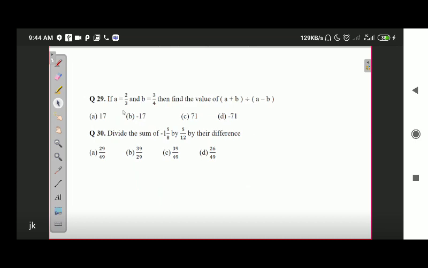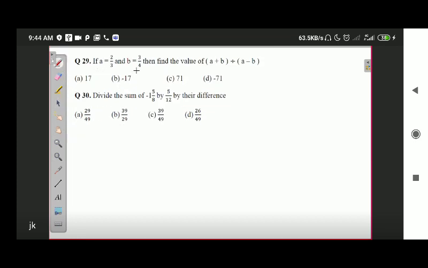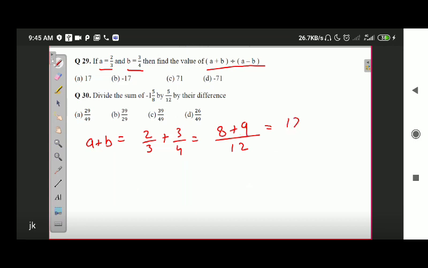Moving on. Question number 29. Question number 29 is, you are given the value of A and you are given the value of B. You have to find out the value of A plus B divided by A minus B. So first of all, you have to determine A plus B. A is 2 upon 3 and B is 3 upon 4. Once you add the number, the LCM is 12. 4 times 2 is 8 plus 9. 9 plus 8 is 17, 17 upon 12.